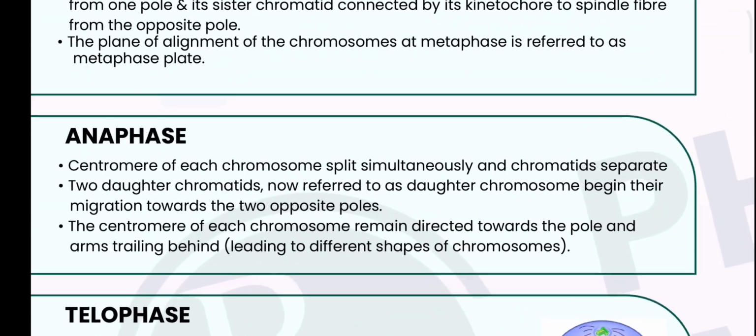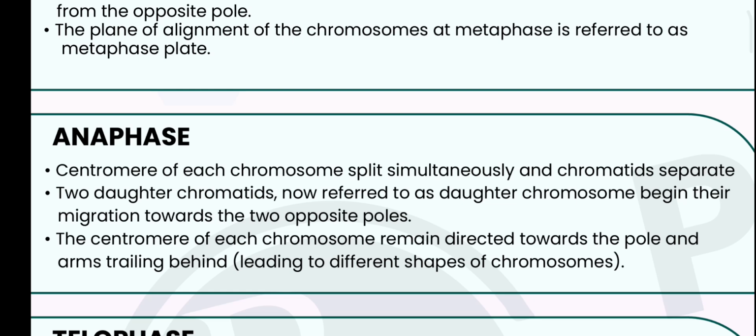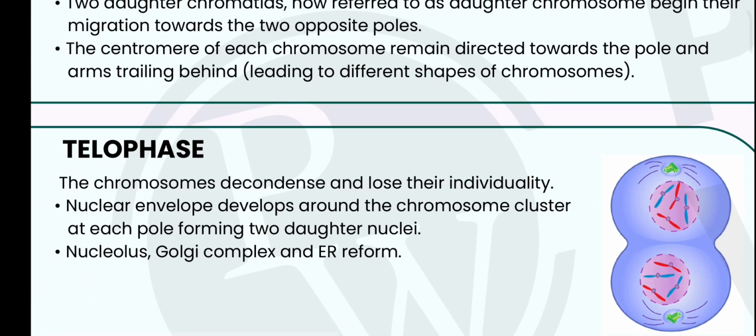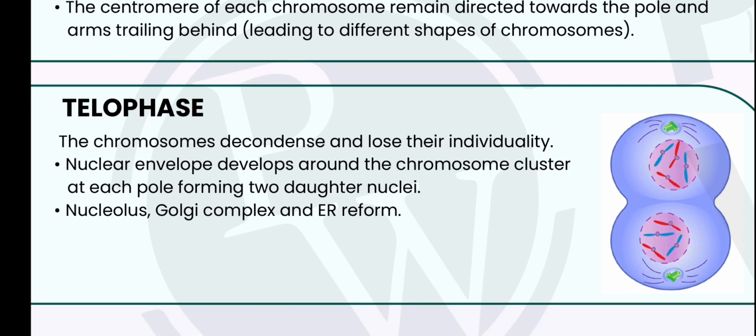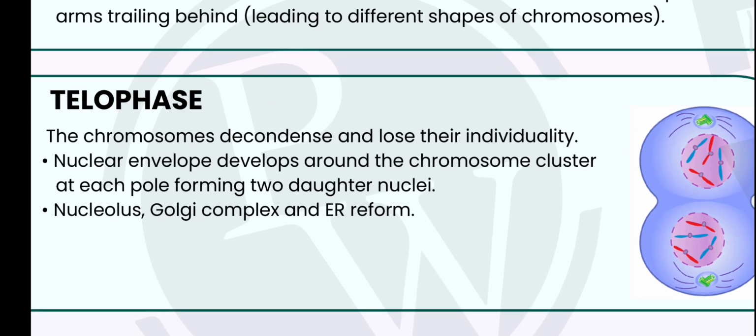Then anaphase. The centromere of each chromosome splits simultaneously and the chromatids separate. The two daughter chromatids, now referred to as daughter chromosomes, begin their migration towards two opposite poles. The centromere of each chromosome remains directed towards the pole, with arms trailing behind. Telophase. The chromosomes decondense and lose their individuality. Nuclear envelope develops around the chromosome cluster at each pole, forming two daughter nuclei. Nucleolus, Golgi apparatus and ER reform.